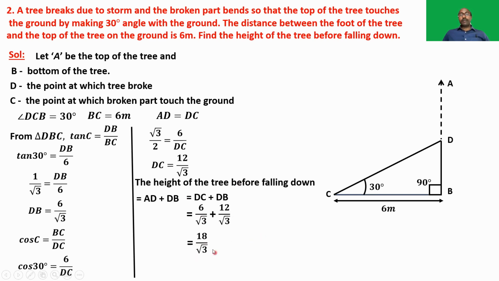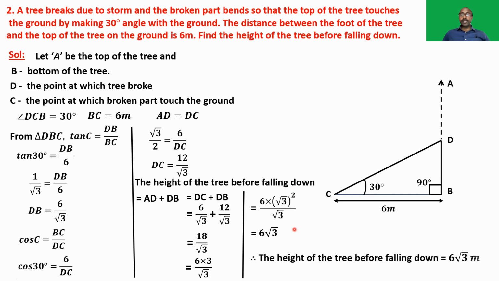So as we have the denominator as root 3, write 18 in multiples of 3, that is 6 into 3. Now 3 can be written as root 3 whole square. Okay, because root 3 whole square is again equal to 3. That's why we are writing here 3 is equal to root 3 whole square. Now one root 3 will be cancelled and we remain with 6 into root 3. So therefore the height of the tree before falling down is 6 root 3 meters.